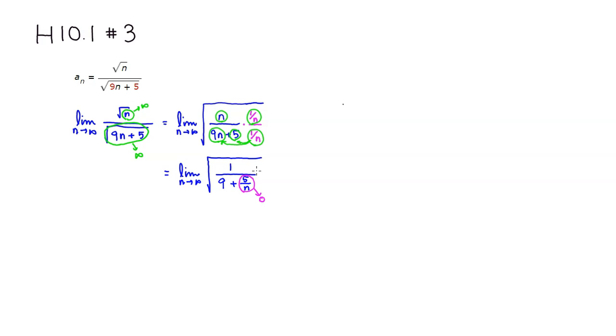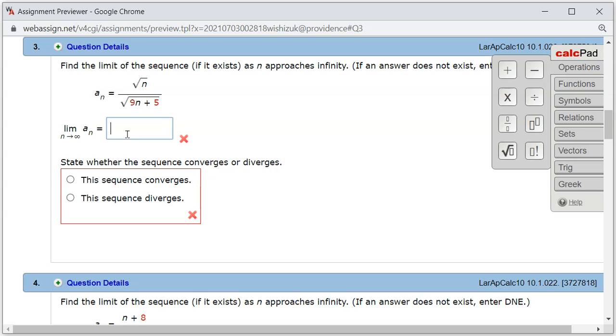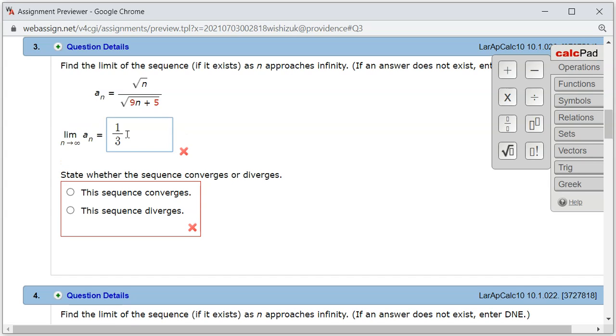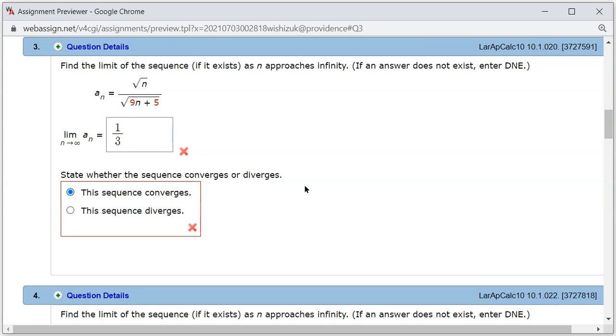What's left is a 1 on top and a 9 on the bottom, and you take the square root. So the square root of 1 is 1, but the square root of 9 is 3. So the limit is 1/3. Let's type it in. So the answer is 1/3. And since we get a value, we know that this sequence converges.